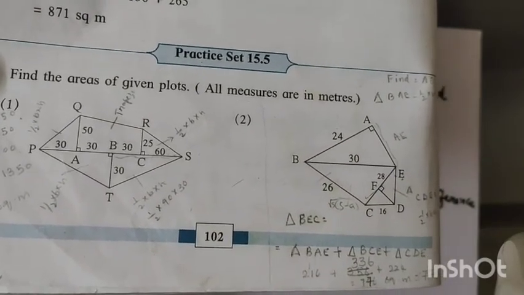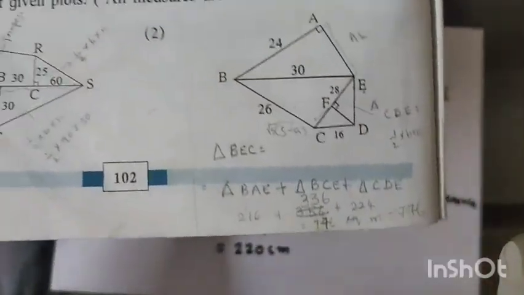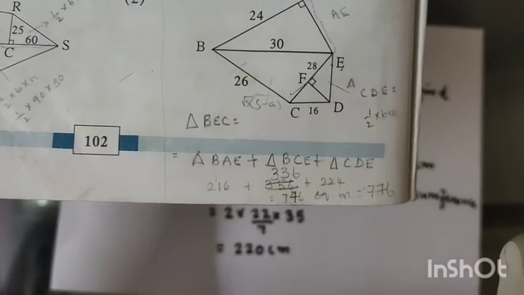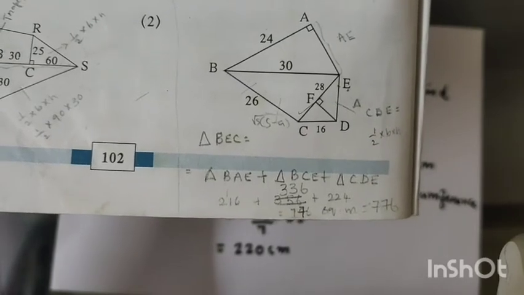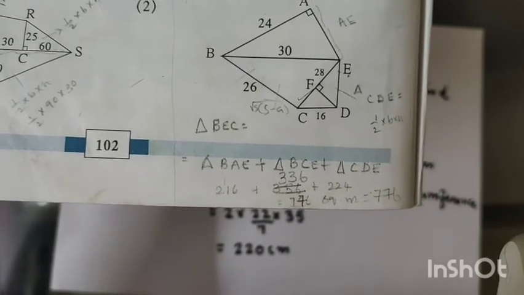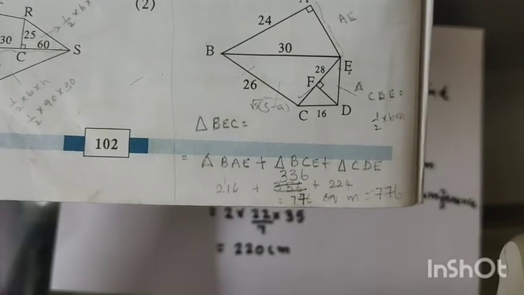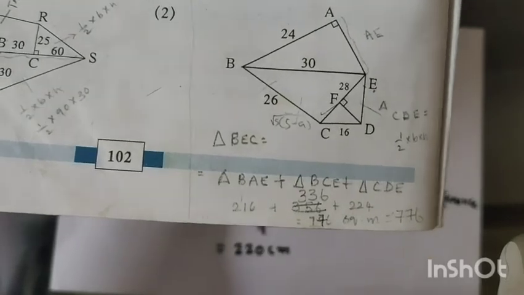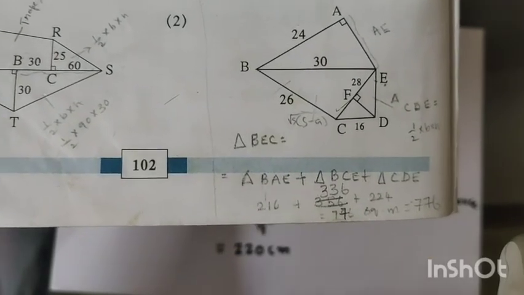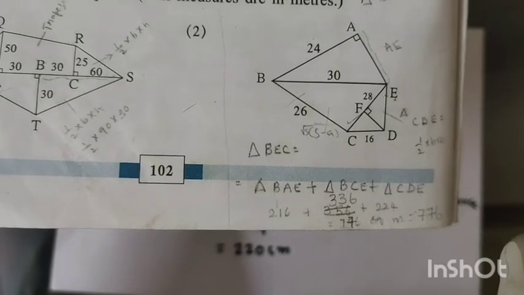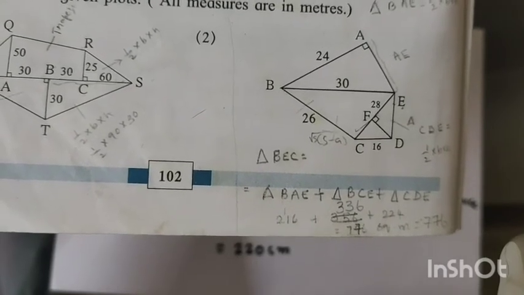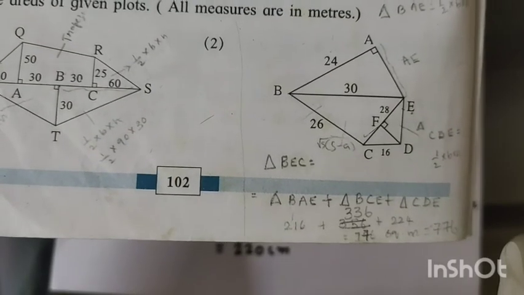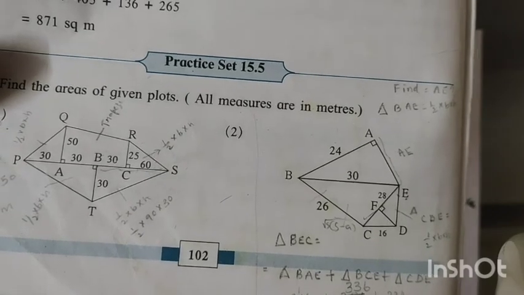Another figure is also given here, children. Here also you can see 3 different triangles. You can see triangle BAE and triangle BCE and triangle CDE in the third figure. So here also you have to find the area separately, then you will add it. So from this you will get the total area of this plot.